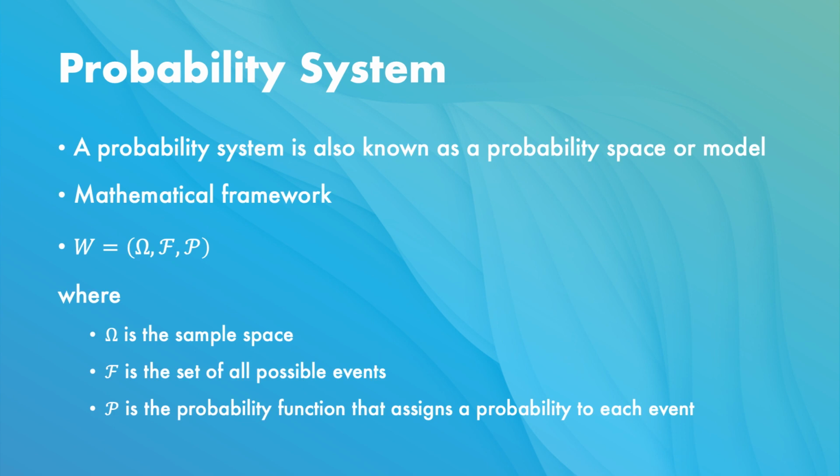To summarize, we have again the concept of probability system. How do we formally define this mathematical framework for describing an experiment? Well, it's a tuple, where you have the omega, which is the sample space, you have the F, which is the set of all possible events, and you have the P, which is the probability function. So when you want to define an experiment, you always need to know these 3 elements.